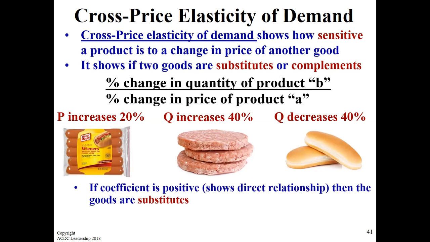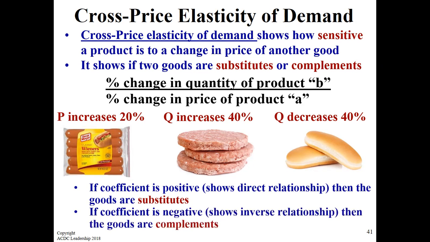If the coefficient is positive, they're substitutes, and if it's negative, they're complements. And by the way, a lot of times they do it like this. They don't make you figure out the percentage change, they give it to you. All right, so this was cross price elasticity.